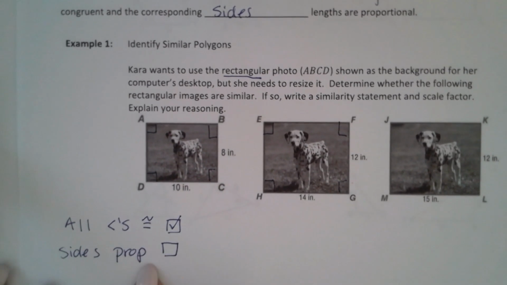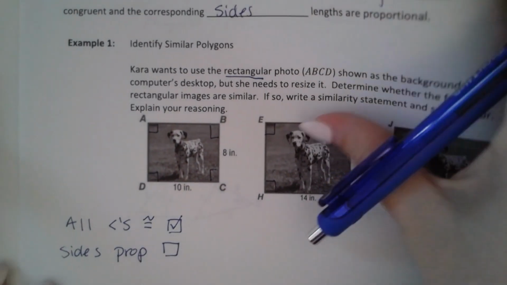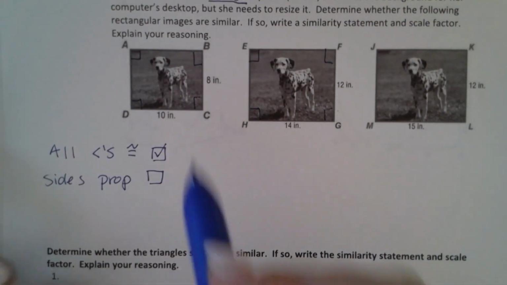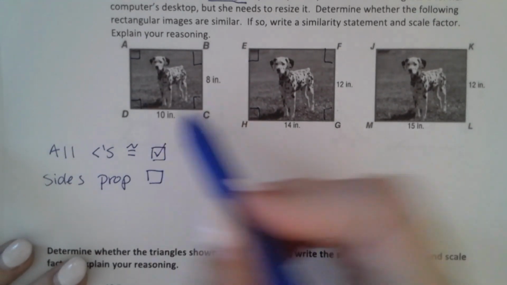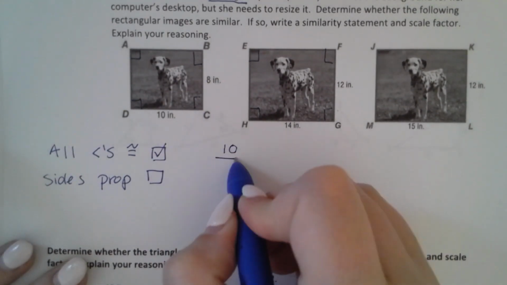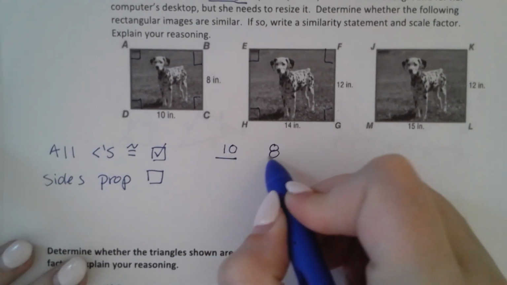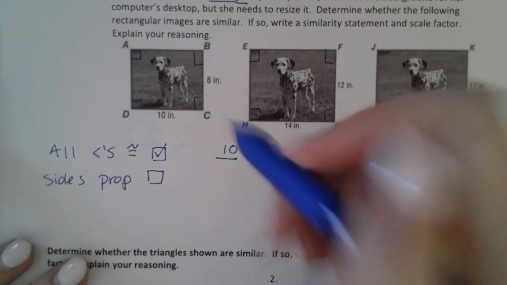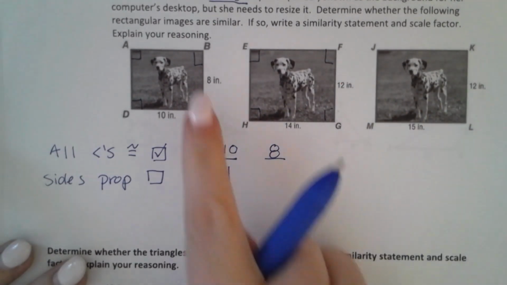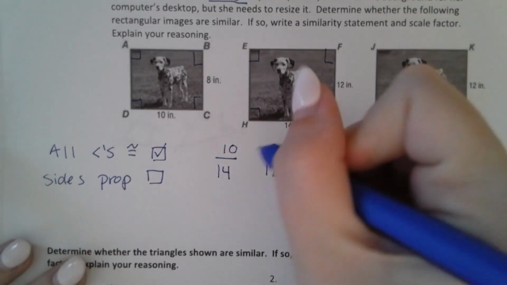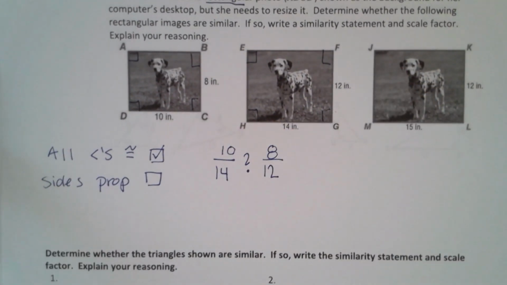Now for sides to be proportional, we have to check to see if, when we make our fractions, they line up. So I'm going to start with these ones. 10 in this rectangle and 8 in this rectangle match with what sides? Well, 10 matches with 14 and 8 matches with 12. We want to know, are these equal? That's what we're trying to figure out.